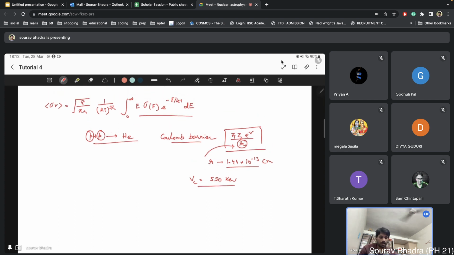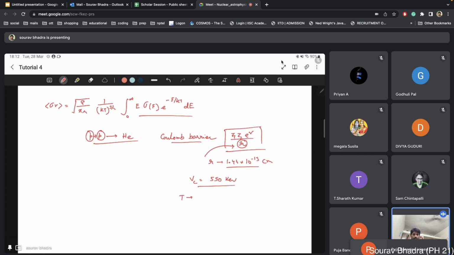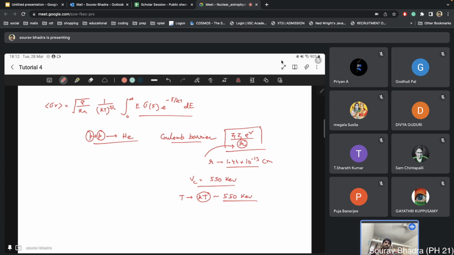So the threshold energy required for this reaction to occur means the core where the nuclear burning, proton burning, is happening should have a temperature such that kT, which is the thermal energy, is of the order of 550 keV. If your thermal energy is equivalent to the Coulomb barrier of proton-proton nuclei, then your proton can overcome that distance and fuse with another proton, and helium will form.